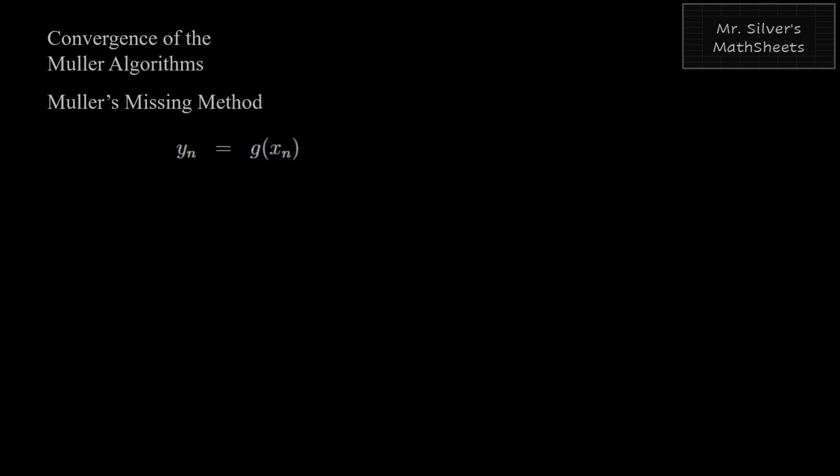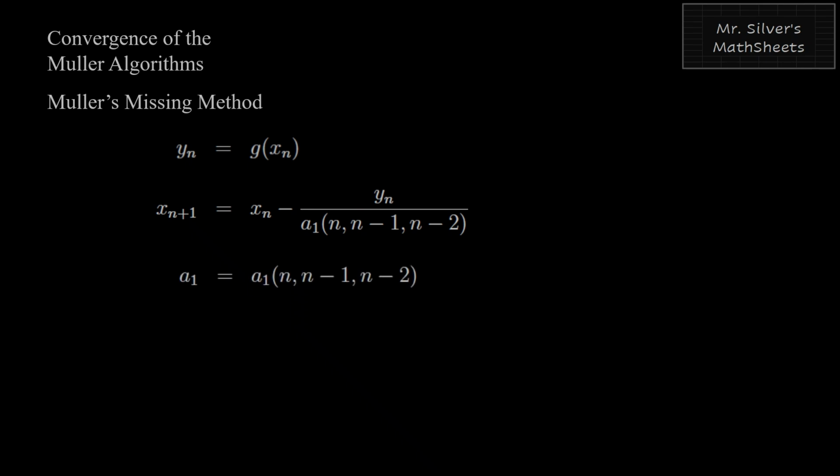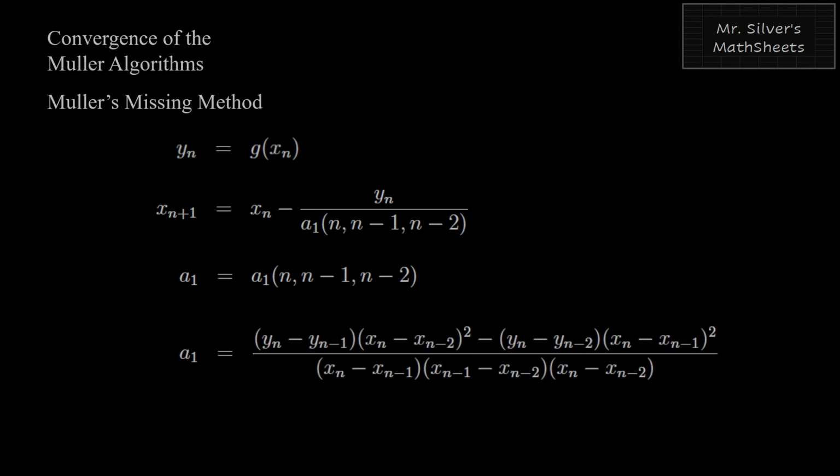So we'll define yn to be g of x sub n. And we'll define the law of motion for x sub n: x sub n plus 1 is equal to x sub n minus this adjustment, yn over a1. a1 is a function of n minus 1, n minus 2, but we'll just drop the notation because it's too cumbersome. We'll just say a1. And this is the formula for a1.